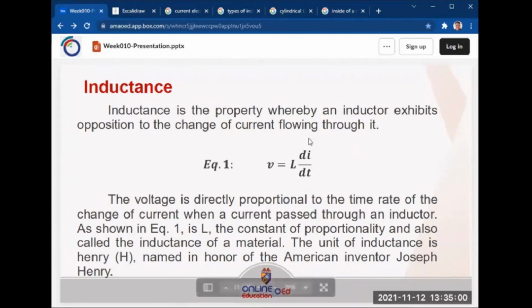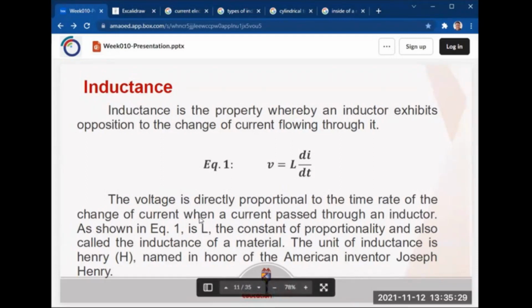So the voltage across an inductor is equal to L times di over dt. Again, di over dt or the derivative means change. This can also be written as delta. So the property of the inductor is to exhibit opposition to the change of current flowing through it.